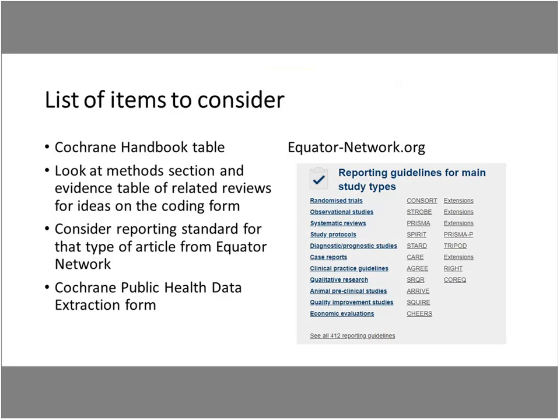For that type of study, you might go and look at the Equator Network. There are reporting standards for all these different study types, like randomized controlled trials and observational studies. You can see the different ones here. And the Cochrane Public Health section also has their data extraction form freely available. There are many other places where you could look for examples; these are just a few of them. This will really help them to brainstorm what to look at.